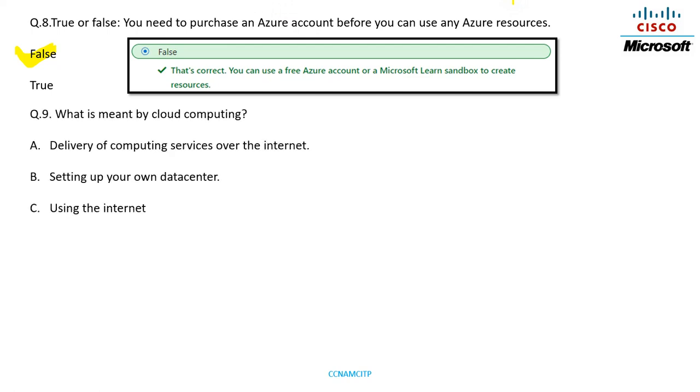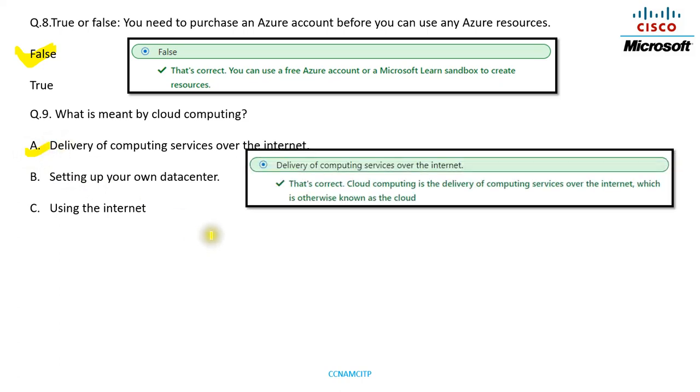The next question is, what is meant by cloud computing? Once again, it is a delivery of services over the internet. So straightforward, your answer should be A, delivery of cloud computing over the internet.